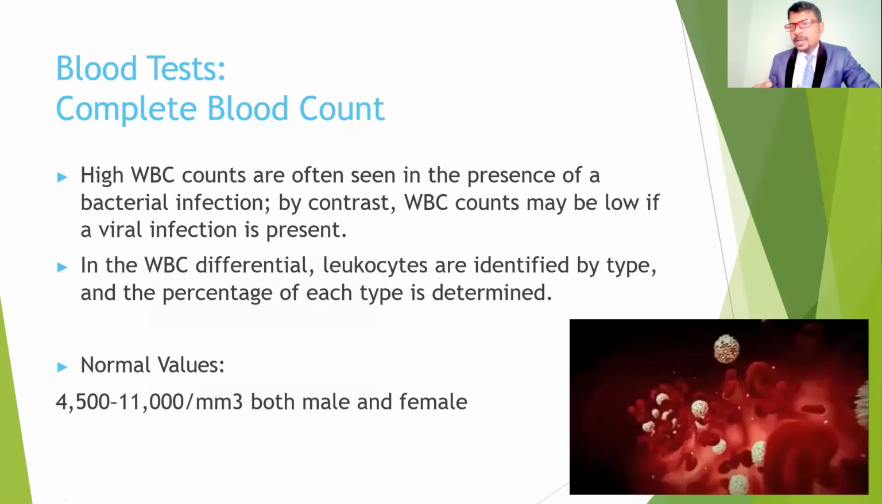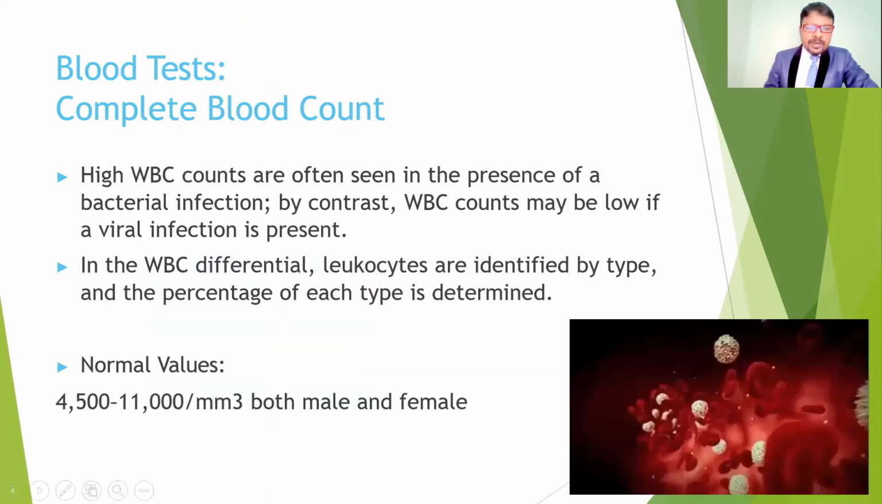So according to the condition, those numbers are going to vary. Maybe lymphocytes or eosinophils are going to be increased in a particular condition, or basophils are going to be increased in other conditions. So according to the increase in the number of leukocytes, we can diagnose the condition, what type of problem it is, and what we are going to do for that condition.